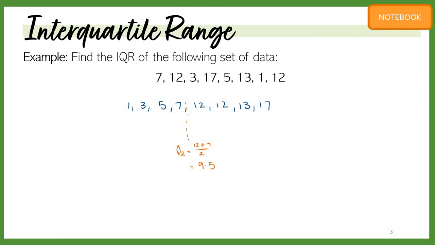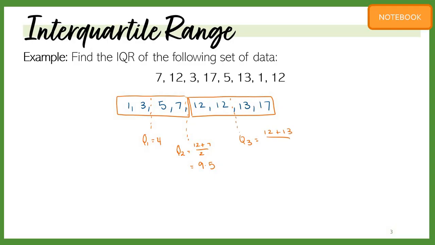Then we're going to try and grab our Q1, and our Q1 in this first half of our data set is between 3 and 5, meaning that my Q1 is 4. And then in that second half of the data set, my Q3 is going to be between 12 and 13, which is equal to 12.5. So my interquartile range, which is that upper quartile taking away the lower, is 12.5 minus 4, which is equal to 8.5.